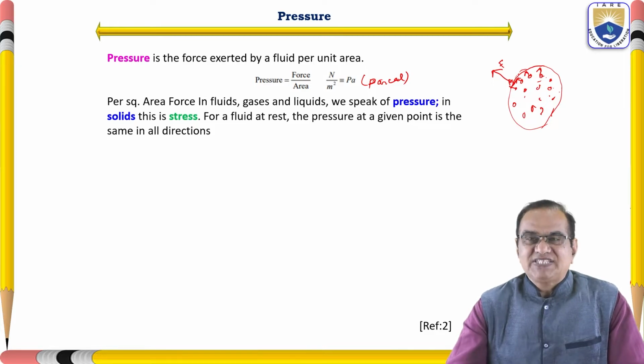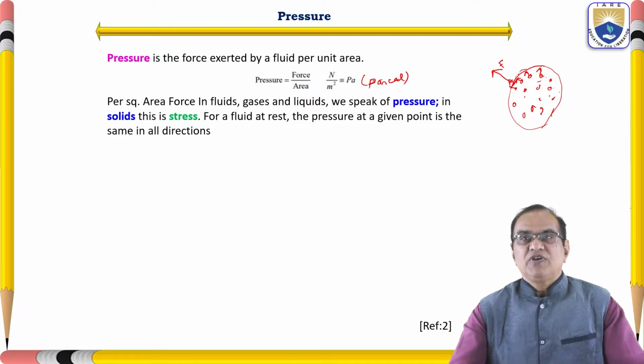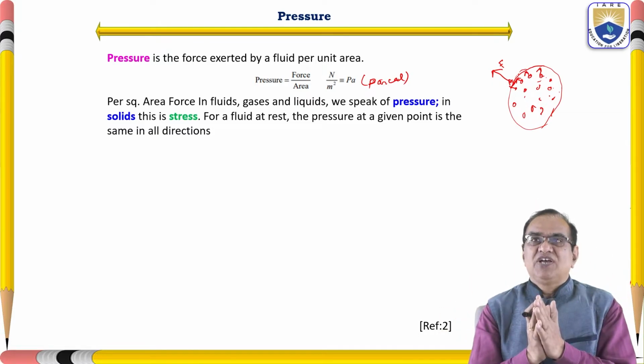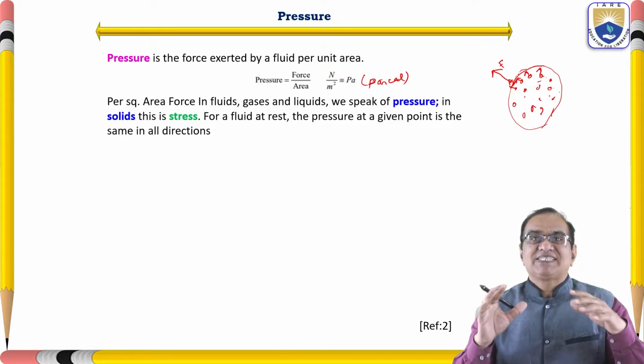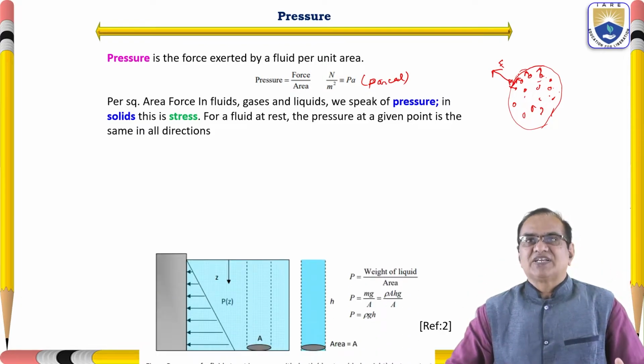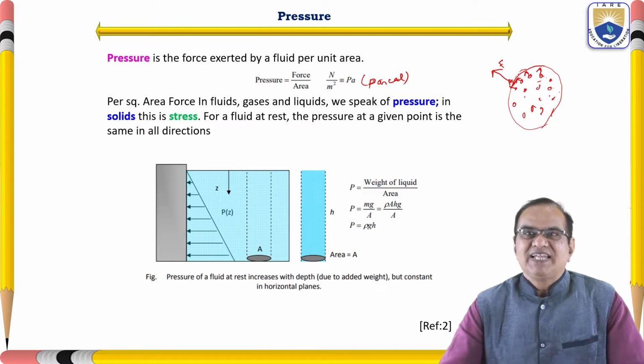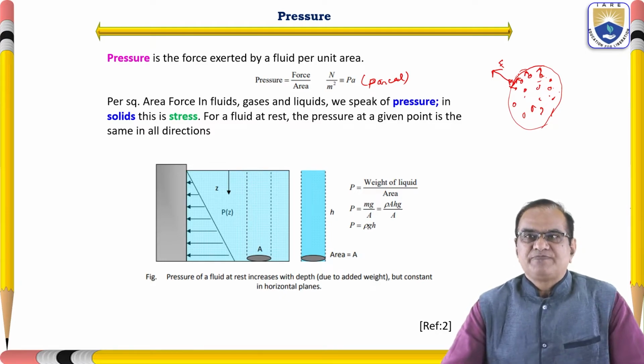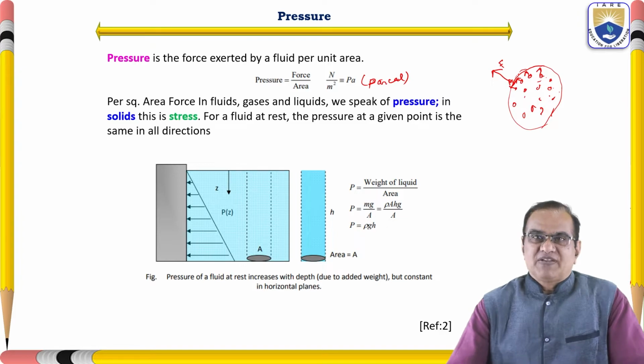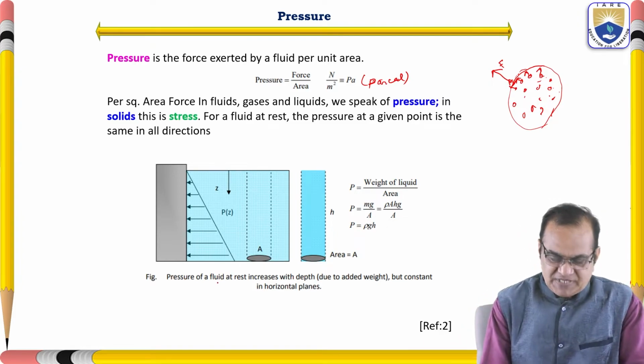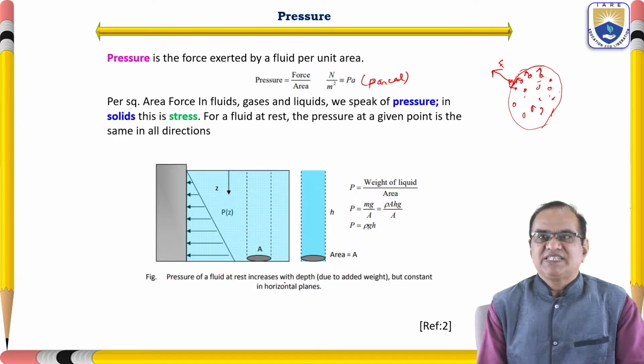For a fluid at rest, the pressure at a given point is the same in all directions. So if the fluid is at rest, the pressure at a point is the same in all directions. You can see here a depiction of these pressure forces. The pressure of a fluid at rest increases with depth.